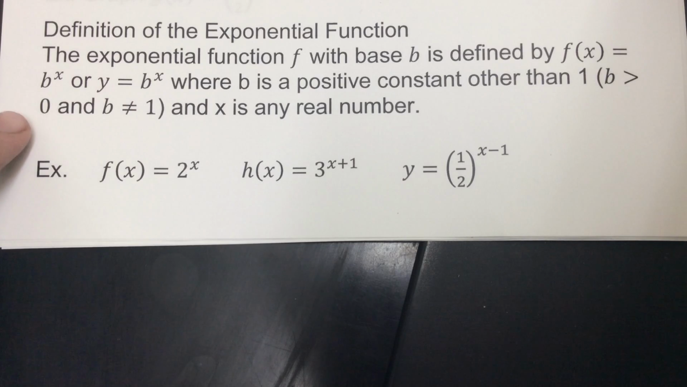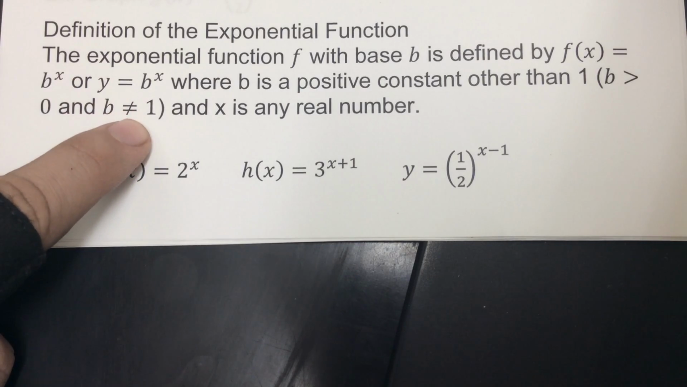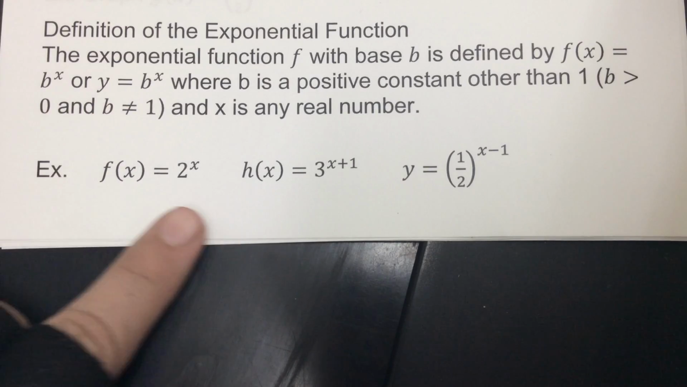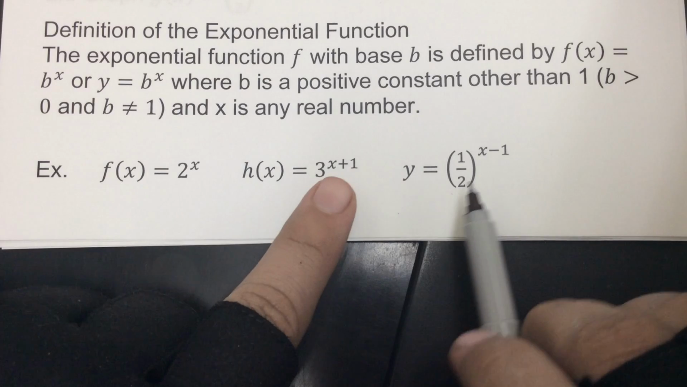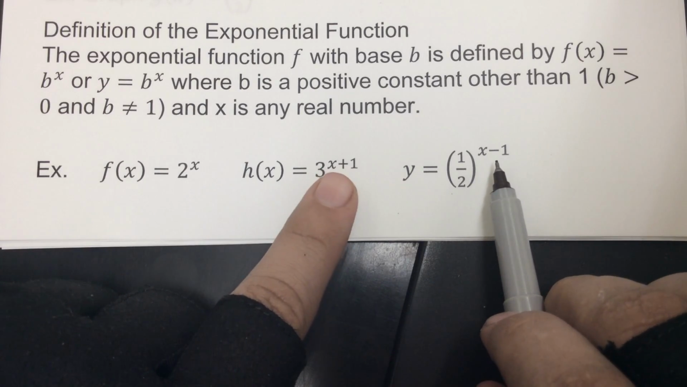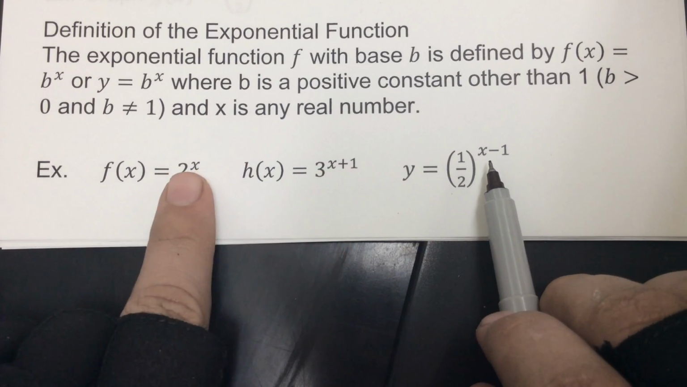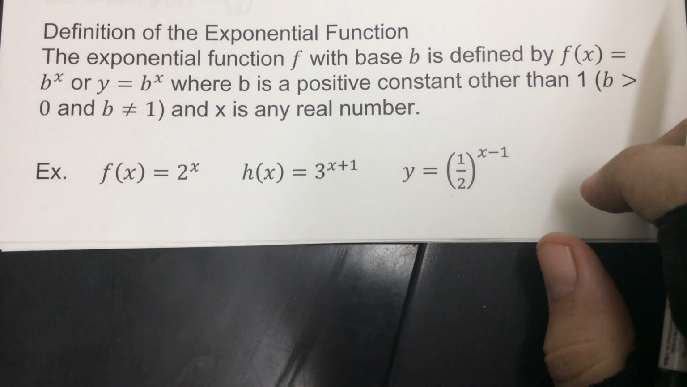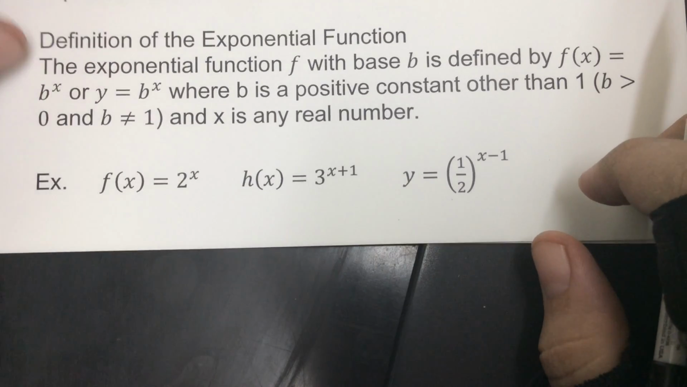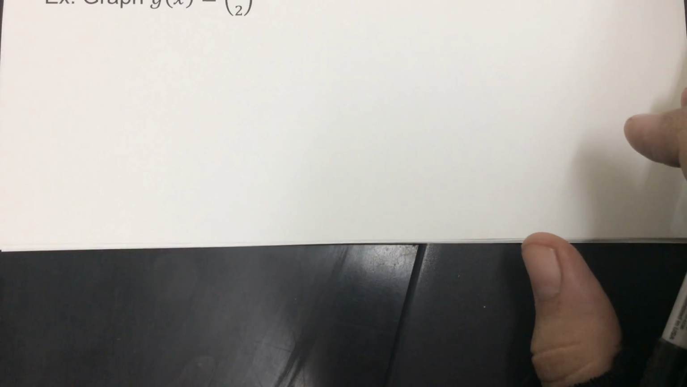Now, b is going to be greater than 0, but it also cannot equal 1, because 1 to any power is just going to be 1. It's going to be a flat line. It wouldn't be an exponential then, but it has to be bigger than 0. So just some examples of how exponentials could go. Notice how we can get other things besides just a single variable in our exponents here. So we can get actually full equations up there, and those would all be under the exponential.